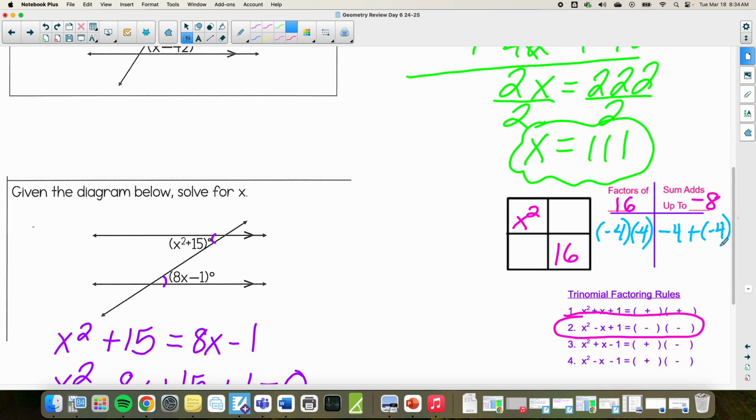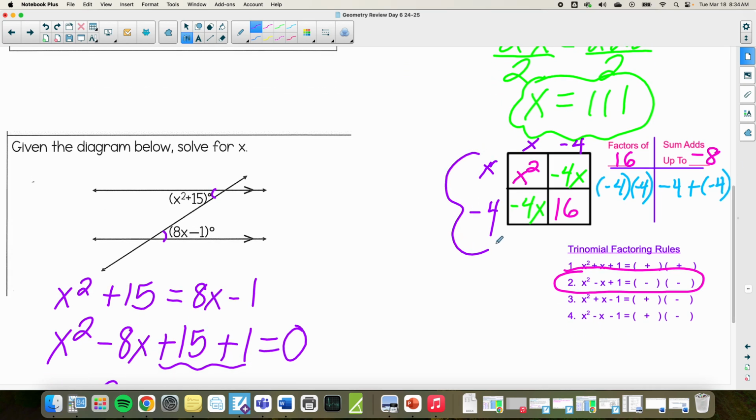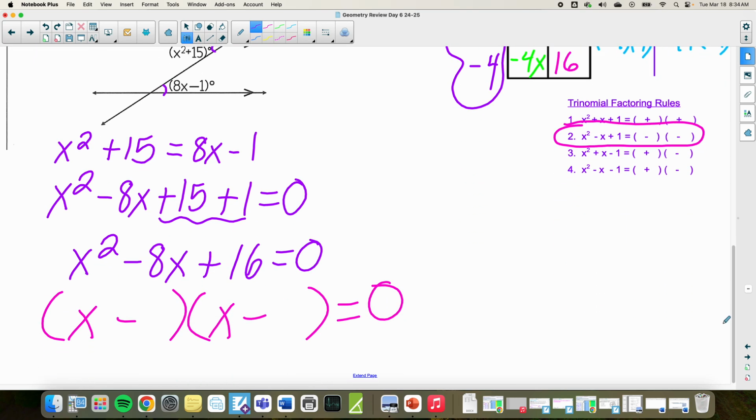Now, if you guys remember what we did, we would take the negative 4 and put it with an x here, negative 4 and put it with an x here, and then you would think, what times what gives you x squared? That's x and x. What times x gives me negative 4x? That's negative 4. X times what gives me negative 4x? That's minus 4. So my two factors are the x minus 4s. And that would come down here.